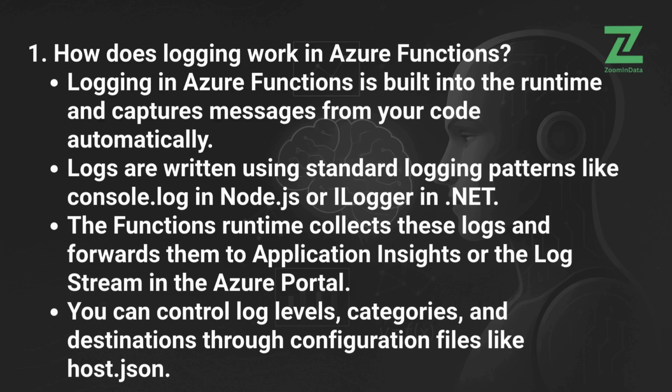How does logging work in Azure Functions? Logging in Azure Functions is built into the runtime and captures messages from your code automatically. Logs are written using standard logging patterns like console.log in Node.js or ILogger in .NET. The function's runtime collects these logs and forwards them to Application Insights or the log stream in the Azure portal. You can control log levels, categories, and destinations through configuration files like host.json.